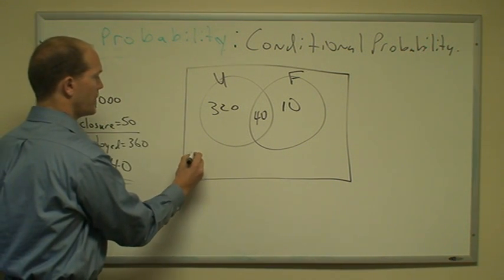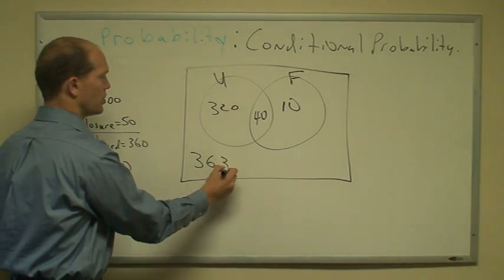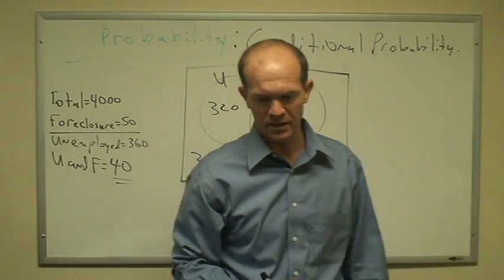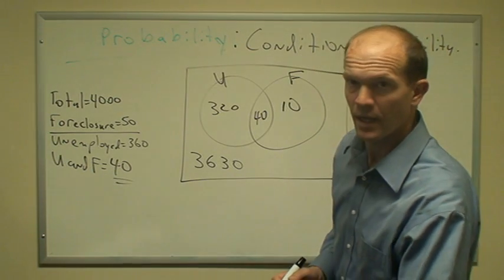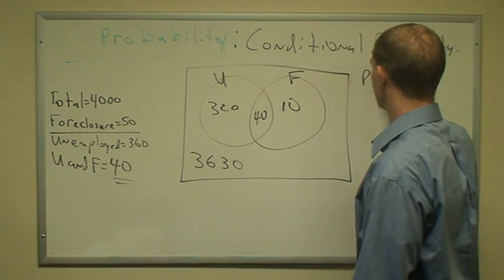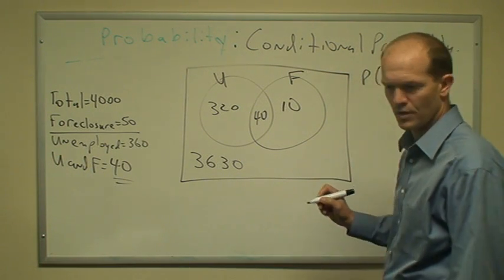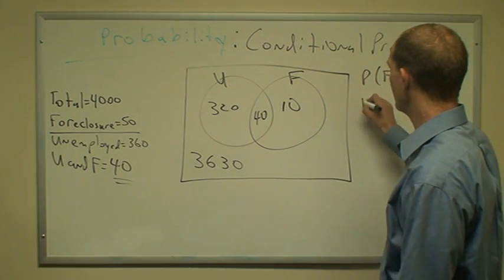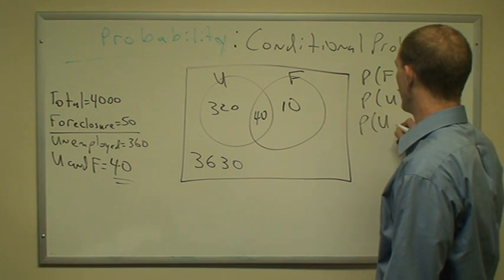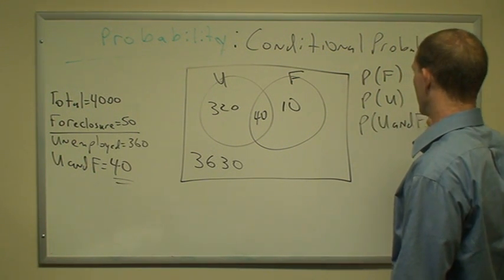So there should be 3,630 people left out here. All right, so that's how the numbers are going to break down in the Venn diagram. Next, we're asked to determine the probability of being in the foreclosure process, the probability of being unemployed, and the probability of being unemployed and foreclosed upon.